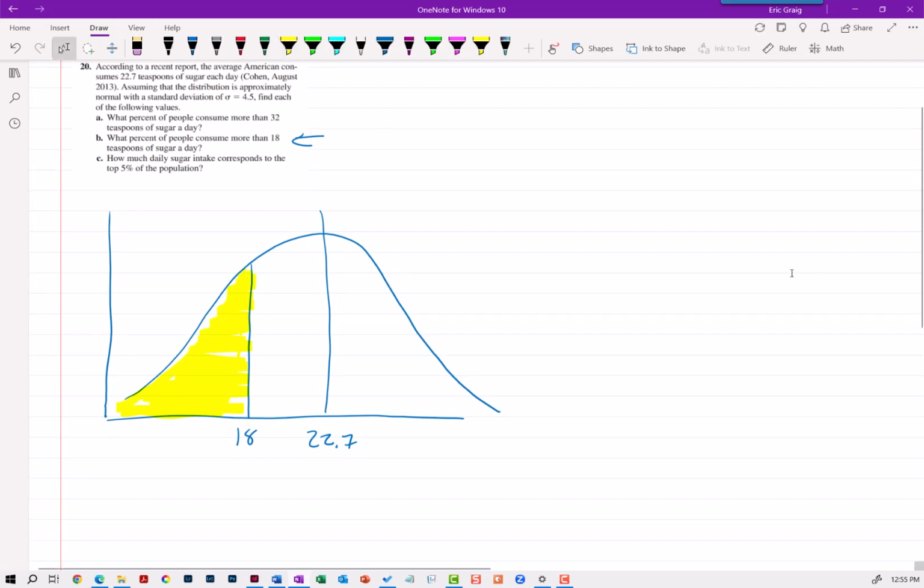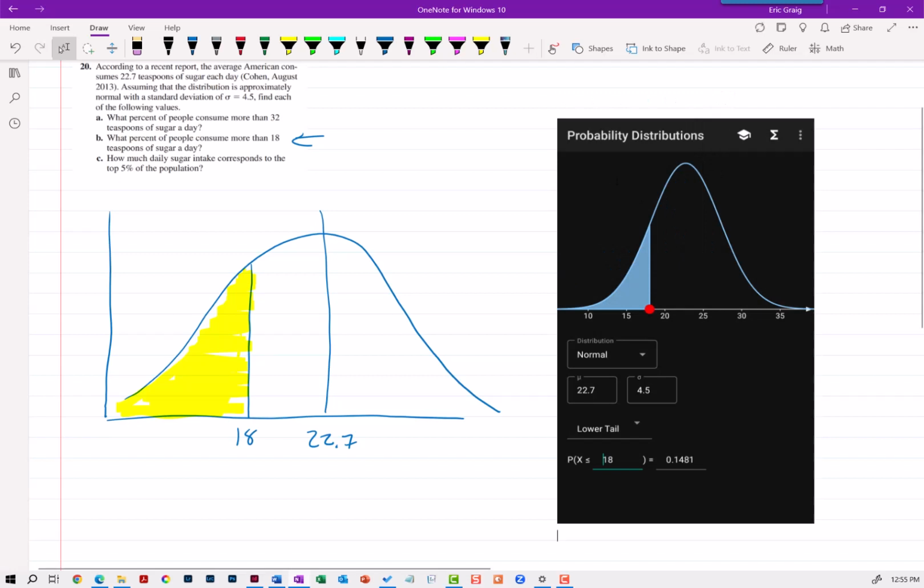I'm going to paste in over here what the calculator returned to me when I just ran it. Here we go. And you'll see we've got the same normal distribution, the same 22.7, the same 4.5 of the standard deviation, but this time we've selected this drop-down box so it shows the lower tail. It's very important. And then we proceed as usual.